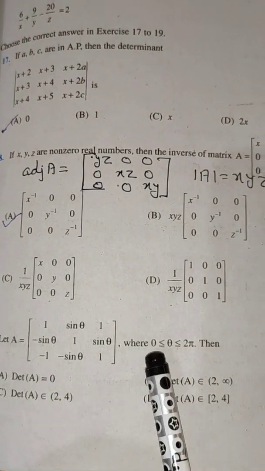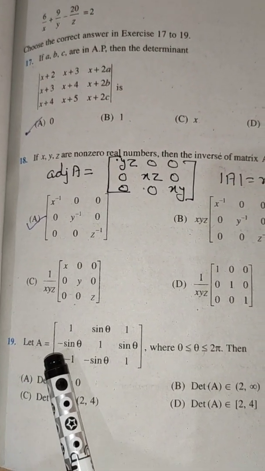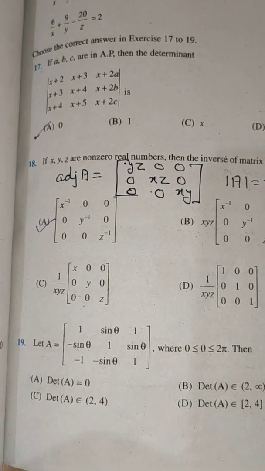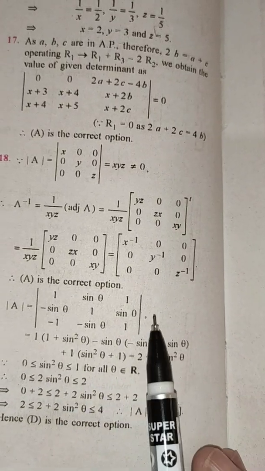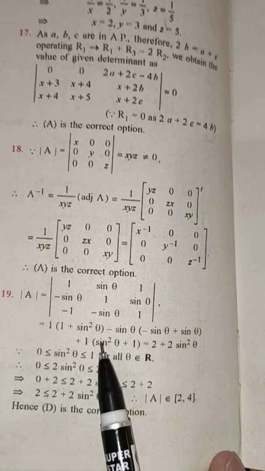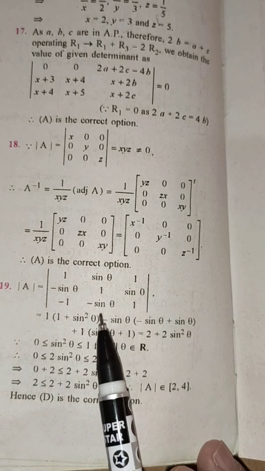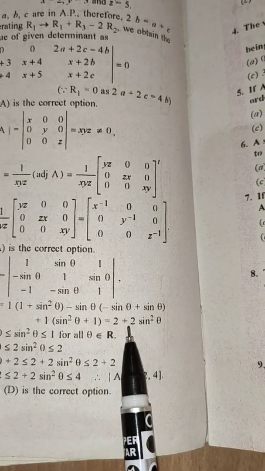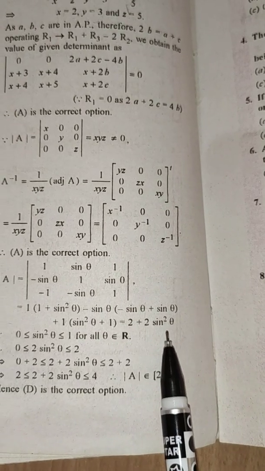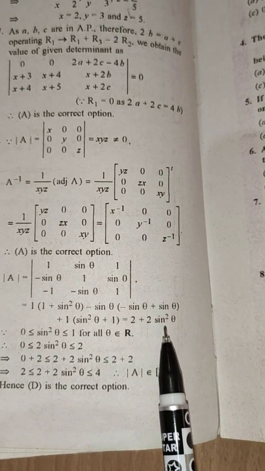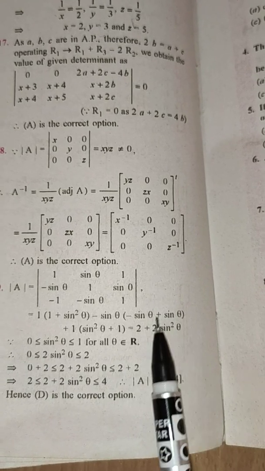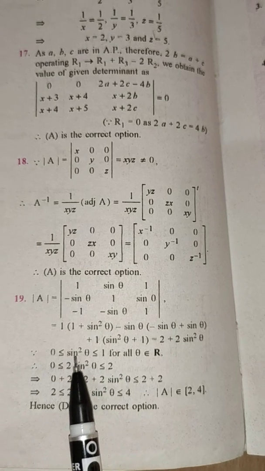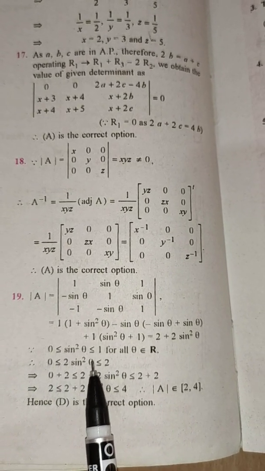Question number 19: let matrix A be this, then find the value. So we are expanding the determinant. If you want, you can apply properties, but if not mentioned directly, you can expand, and this is an MCQ. After expansion, we get 2 plus 2 sine square theta. You know the range of sine square theta. Sin theta is from minus 1 to 1, and since the square is there, its values lie between 0 and 1. Sin square theta is greater than or equal to 0 and less than or equal to 1.